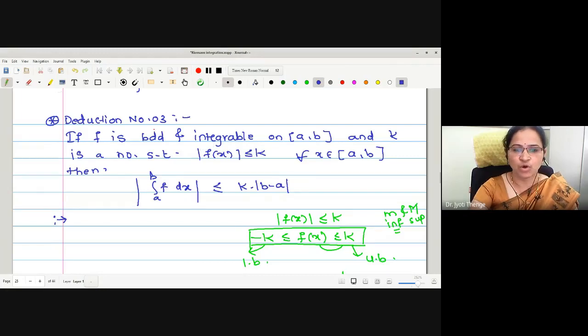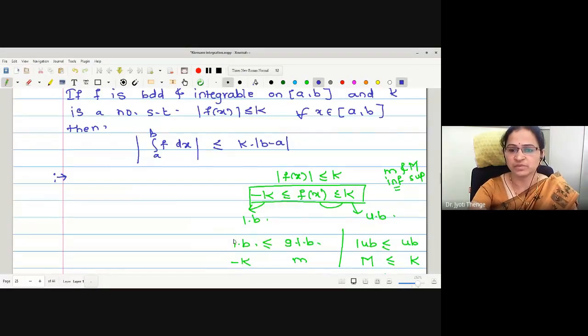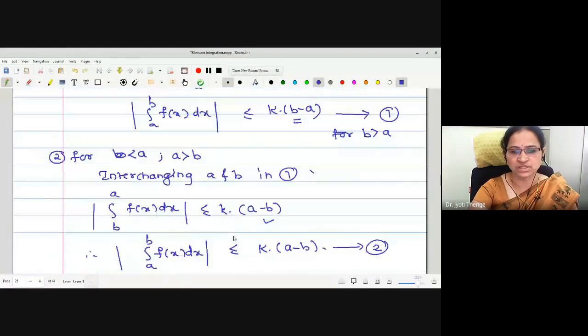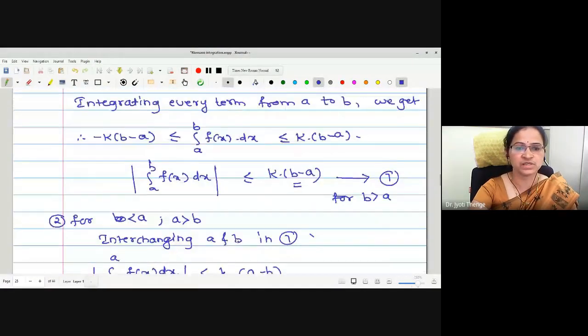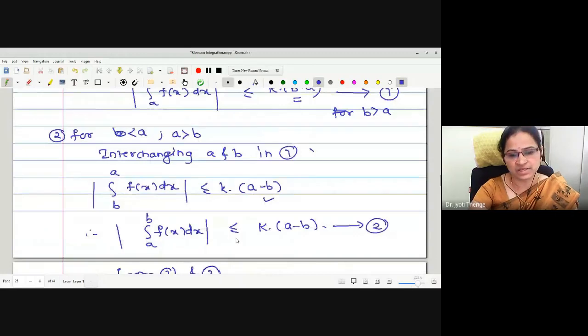That is, mod of f of x is less than or equal to k for all x in the closed interval. Then we have proved that the modulus of the integration, that is mod of the integral from a to b of f(x) dx, is less than or equal to k into modulus of b minus a. We have proved this result by considering three different possibilities: a greater than b, a less than b, and a equal to b.